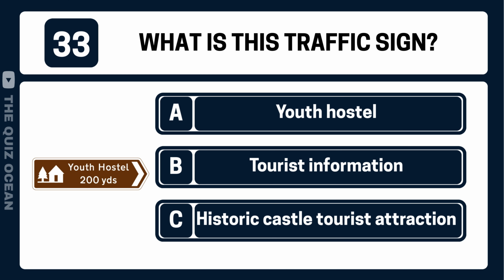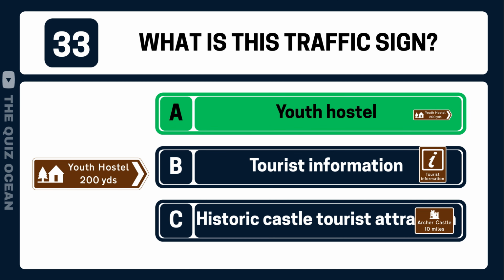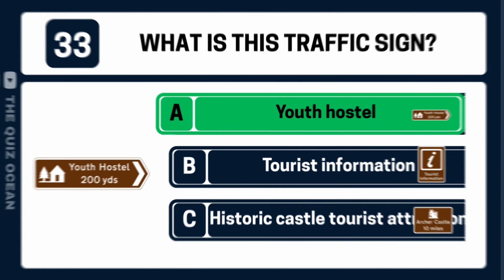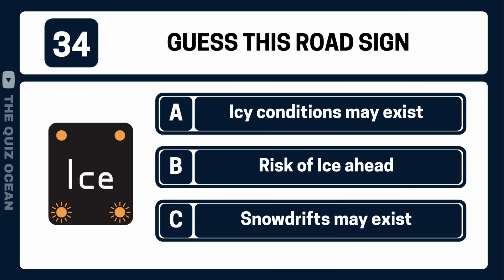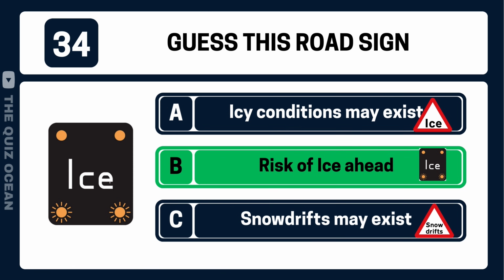What is this traffic sign? Exactly. This sign indicates a youth hostel nearby. Guess this road sign. Well spotted. This sign warns of a risk of ice on the road ahead.